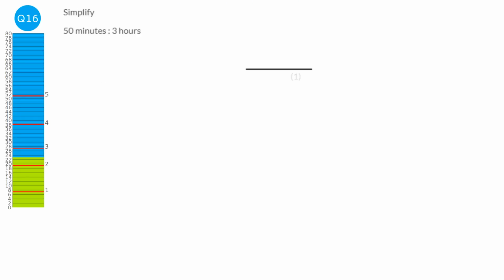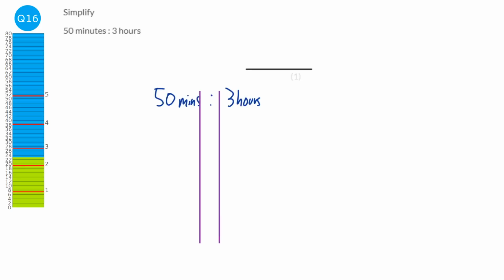And that's us done. We're going to first of all have to convert these both into the same unit. So we've got minutes and hours. That's not going to help us much. So what I'm going to do is pick the smaller unit, which will be minutes. So I'm going to keep that 50 minutes. And I'm going to convert 3 hours into minutes. That would be 180 because we times by 60.